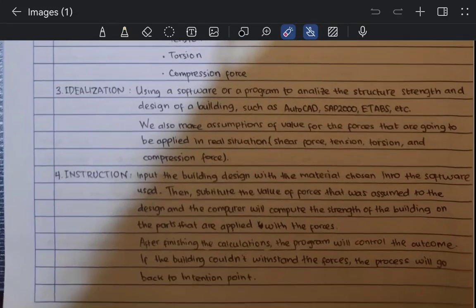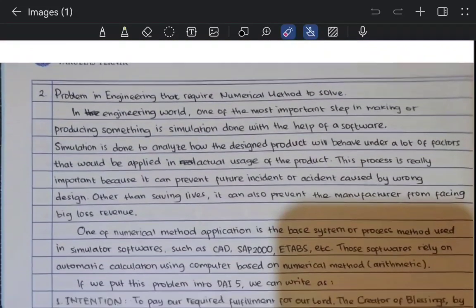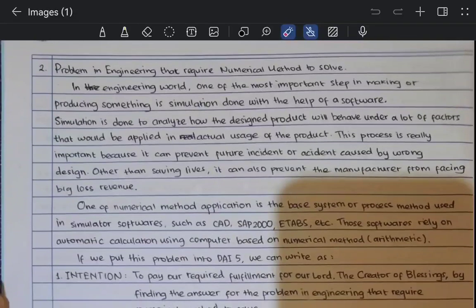So that's all for me explaining my answer in the quiz for the second problem, which is a problem in engineering that requires numerical method to solve. I will explain again about another problem in engineering that requires numerical method to solve.